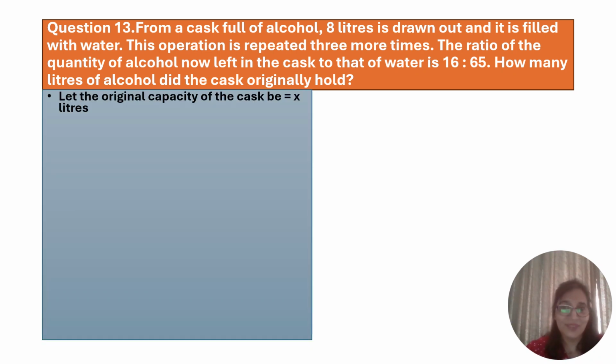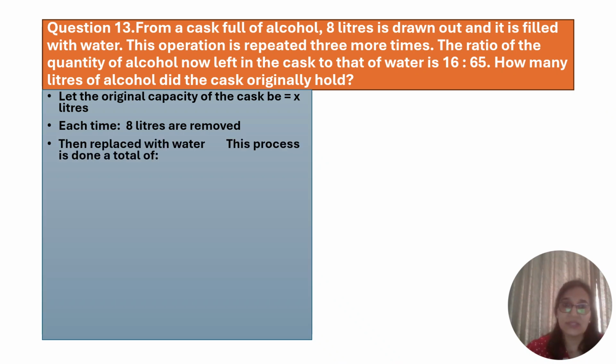Now again, let the original capacity of the cask be x liters. We don't know the original quantity, so we can consider it as x. Let's understand step by step what is happening each time. 8 liters are drawn out, 8 liters are removed. Then it is filled with water. First 8 liters are removed, then replaced with water.